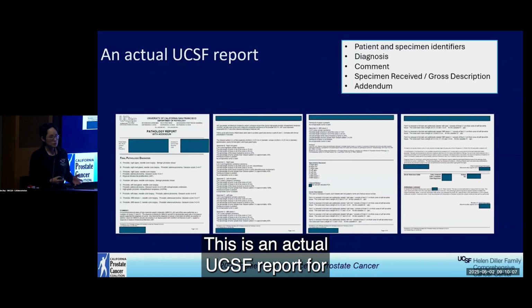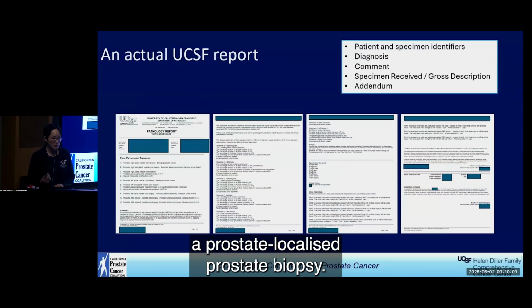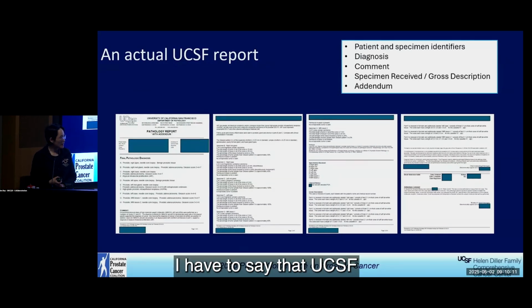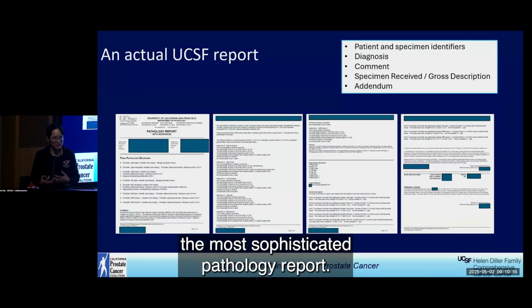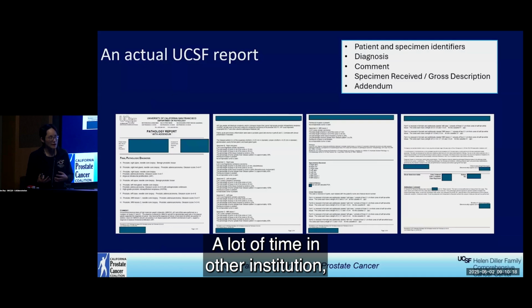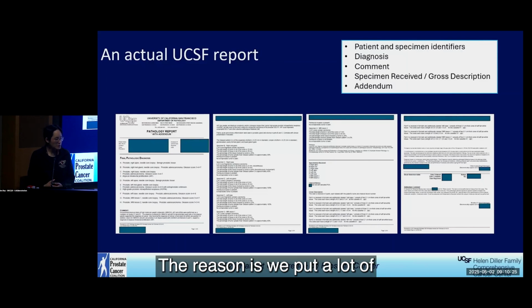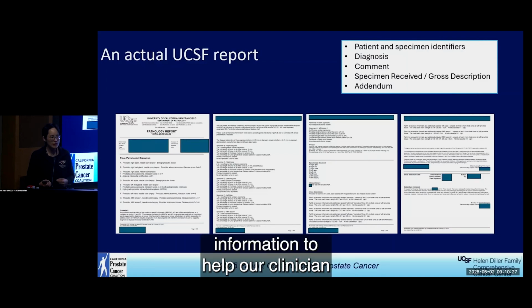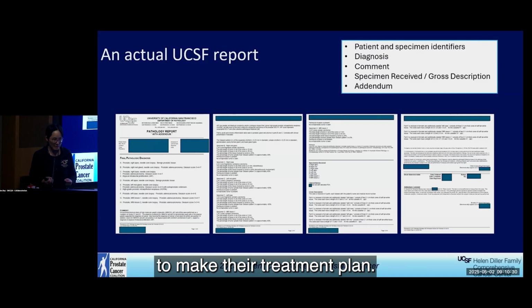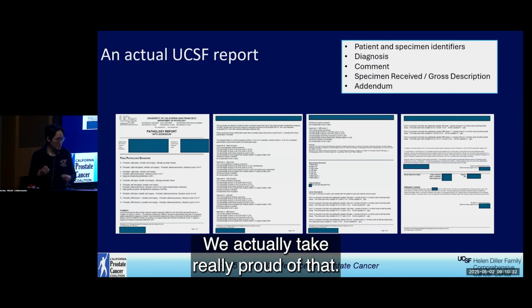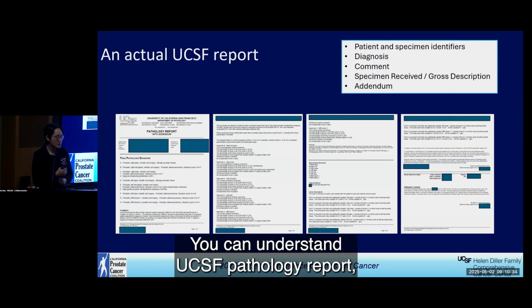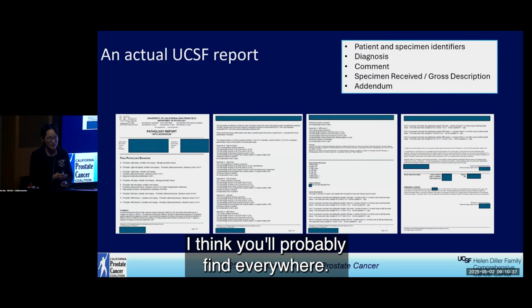So this is an actual UCSF report for a localized prostate biopsy. And I have to say that UCSF issues probably the most sophisticated pathology reports. A lot of times in other institutions, the same material might just get 1 page of report. The reason is we put a lot of information to help our clinicians make their treatment plan. And we actually take real pride in that. And if you can understand a UCSF pathology report, I think you're probably fine everywhere.